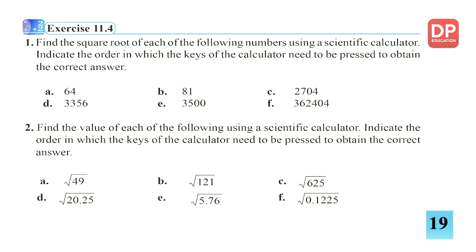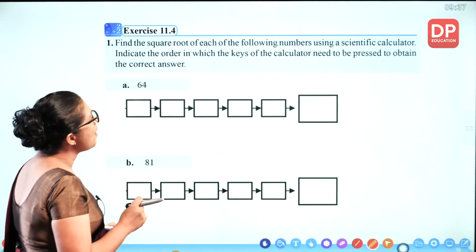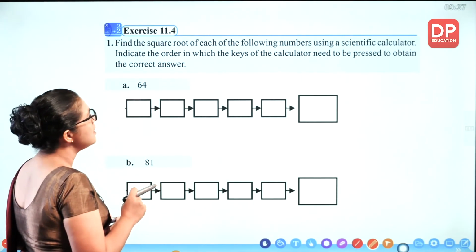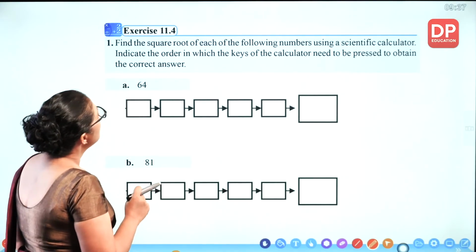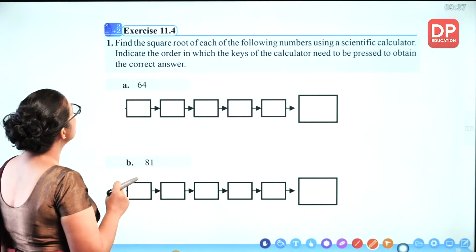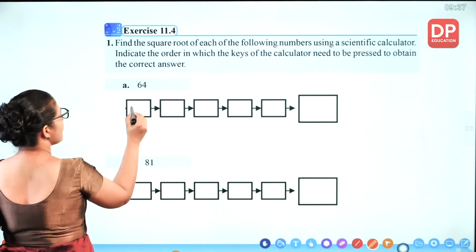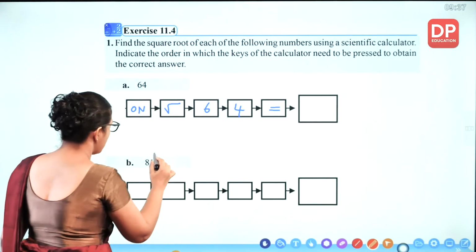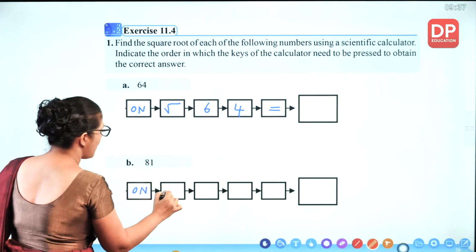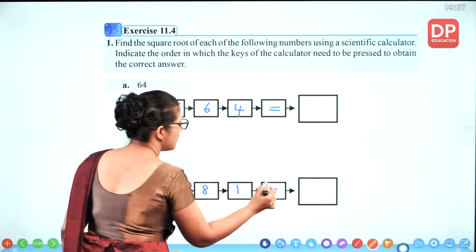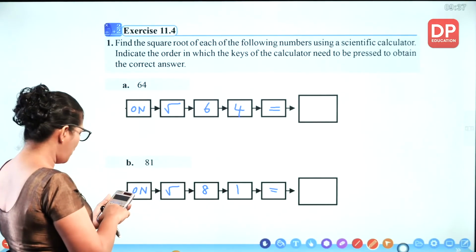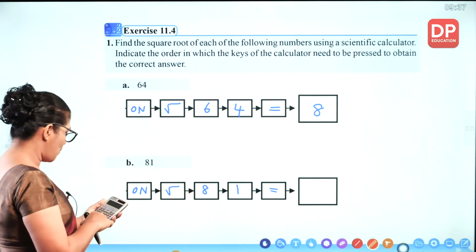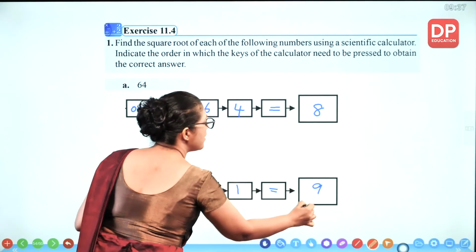Exercise 11.4. Find the square root of each of the following numbers using a scientific calculator. Indicate the order in which the keys of the calculator need to be pressed. So square root of 64. Switch on and square root of 64. Here square root of 81. So what is square root of 64? You know already, that's 8. Square root of 81, you are getting 9.